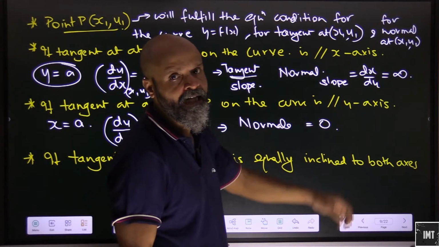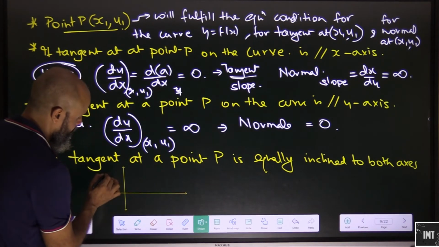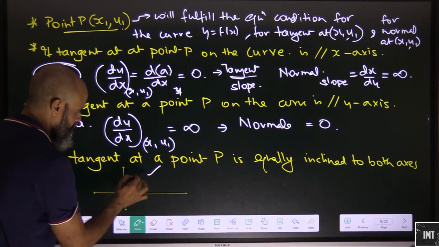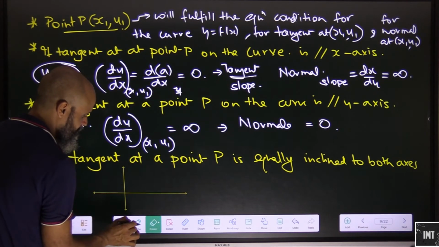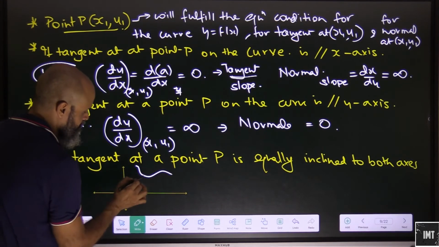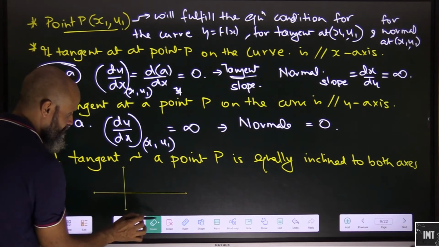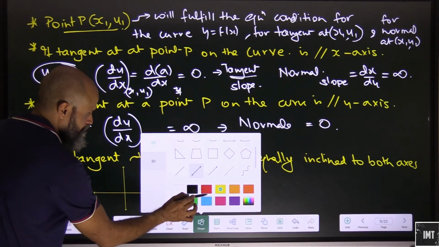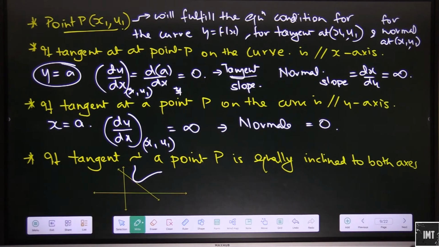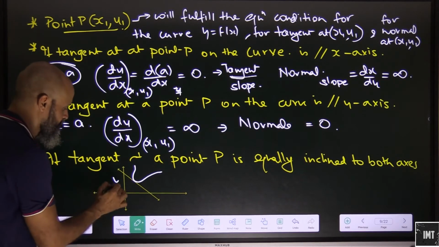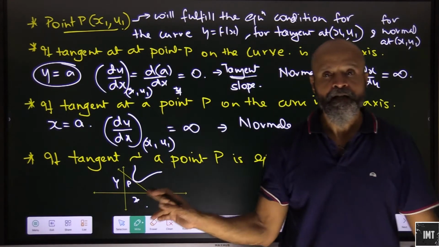If the tangent at a point P is equally inclined to both the axes, let's say we have here the y-axis and here the x-axis, and this is a curve, and on this curve we have a tangent drawn. This tangent at point P is equally inclined to both the axes, that is y and x.